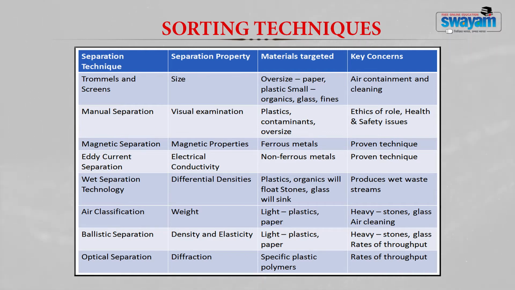Again, air classification is a type of sorting technique. Here the separation is based on weight. Light material like plastics and paper are generally segregated. The key concern is again cleaning, and heavy stones or glass will affect the unit. Then comes ballistic separation, where the separation property involved is density and elasticity. Again same, it is used for plastic and paper. Lastly, the optical separation technique is also used as a sorting technique, where diffraction is used as a property, and this is for specific polymers which are used in plastics.